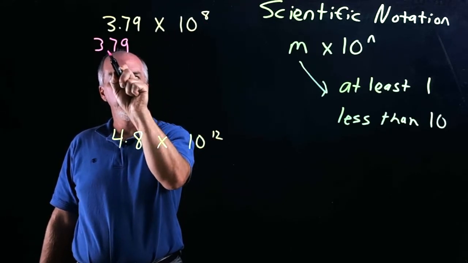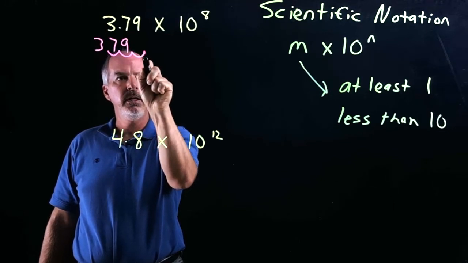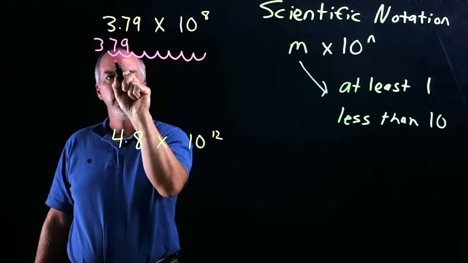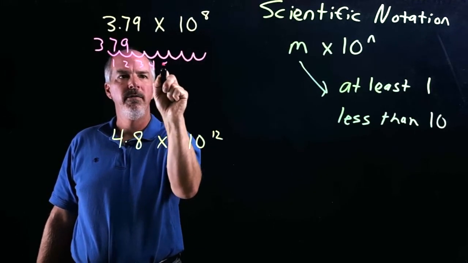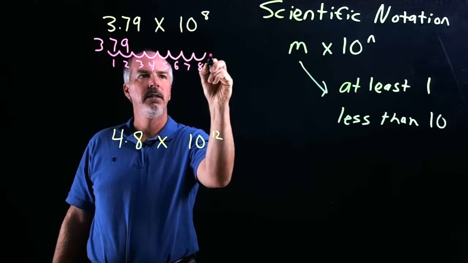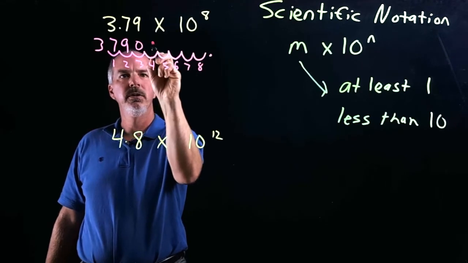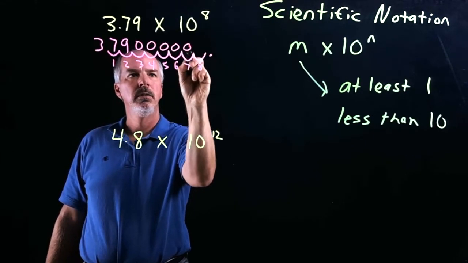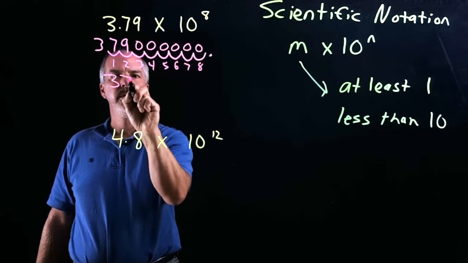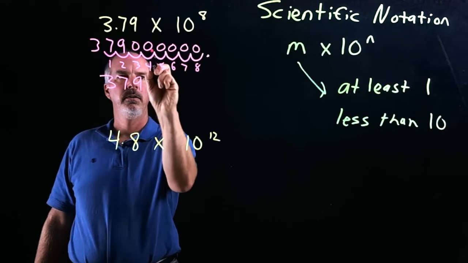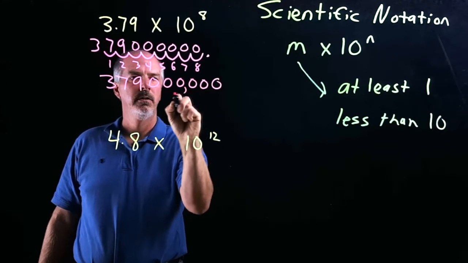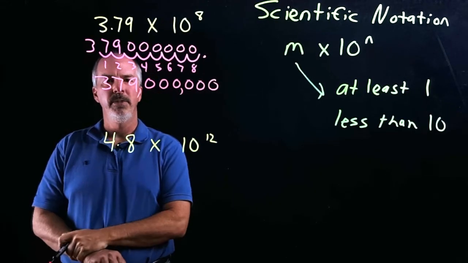So we'll start here. We're going to go 1, 2, 3, 4, 5, 6, 7, 8. So our decimal goes here. We're going to fill in with zeros. And our new number becomes 379 million. Okay?